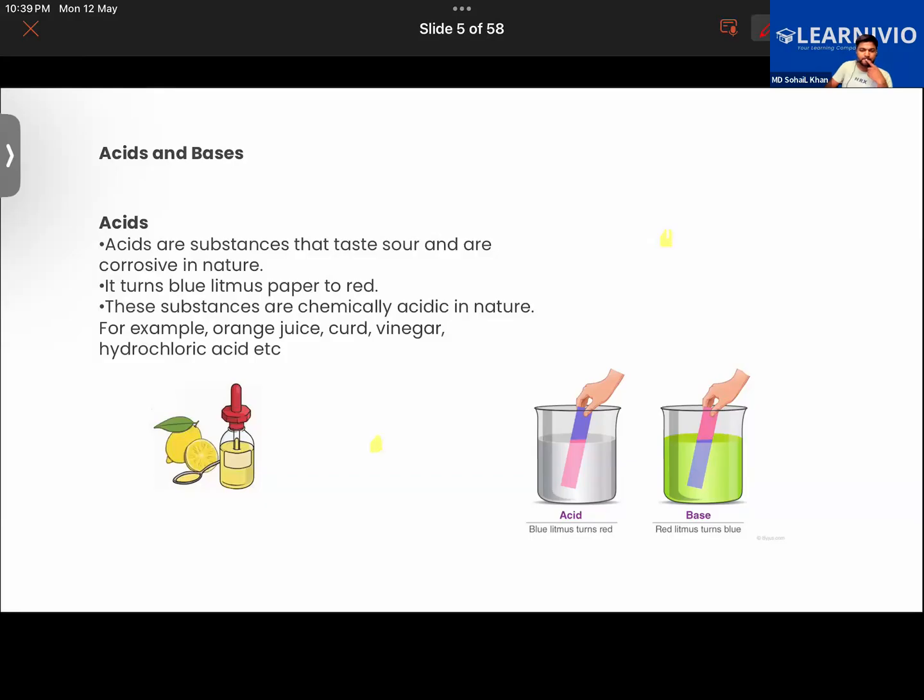Sir, is Sprite acidic? Repeat again. Is Sprite, the liquid, acidic? Yeah, that is acidic. It contains carbonic acid in it.